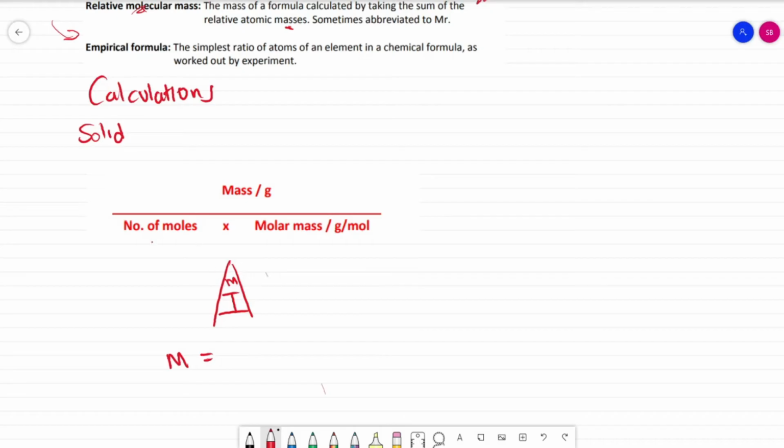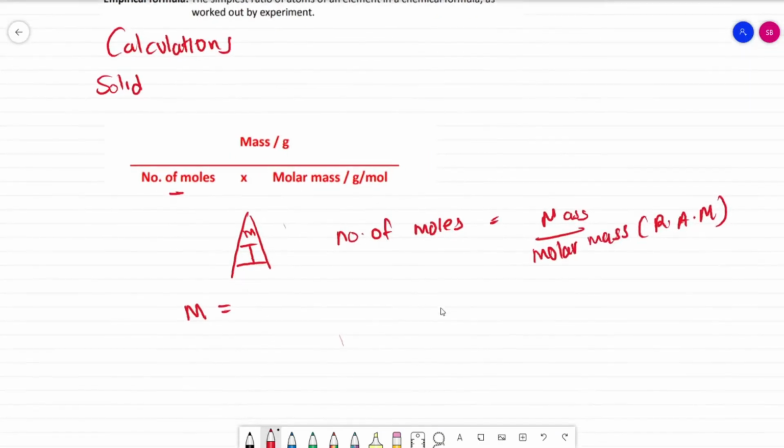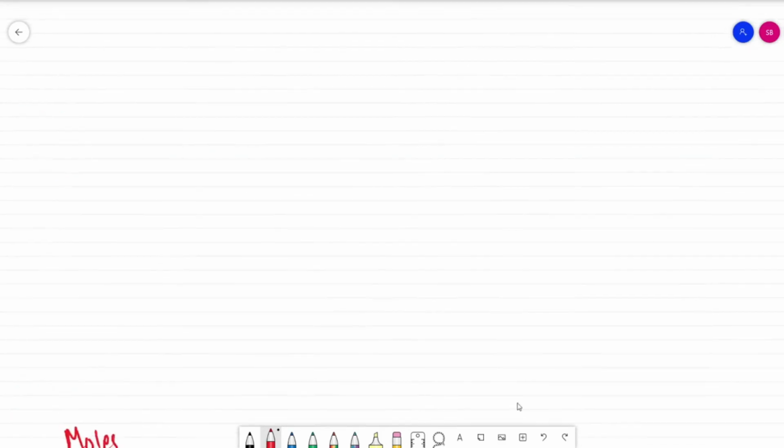If you want to find the number of moles, you would say the number of moles equals the mass over the molar mass, or the RAM. This is how you find the number of moles in a solid. So let's just quickly go back up. That's the first formula. To find the number of moles, you simply do the mass, which is in grams, over the RAM, the relative atomic mass, which I told you how to find in the previous topic.